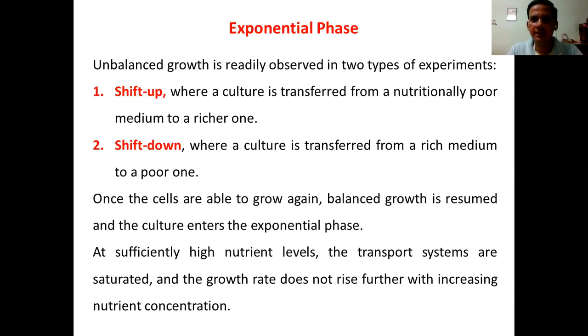At sufficiently high nutrient levels, the transport systems are saturated and the growth rate does not rise further with increasing nutrient content. What does this mean? The growth of a bacterial cell depends on the availability of nutrients. However, when there is high availability of nutrients, that will not lead to ever higher growth. After there is a maximum growth, there will be saturation in growth.